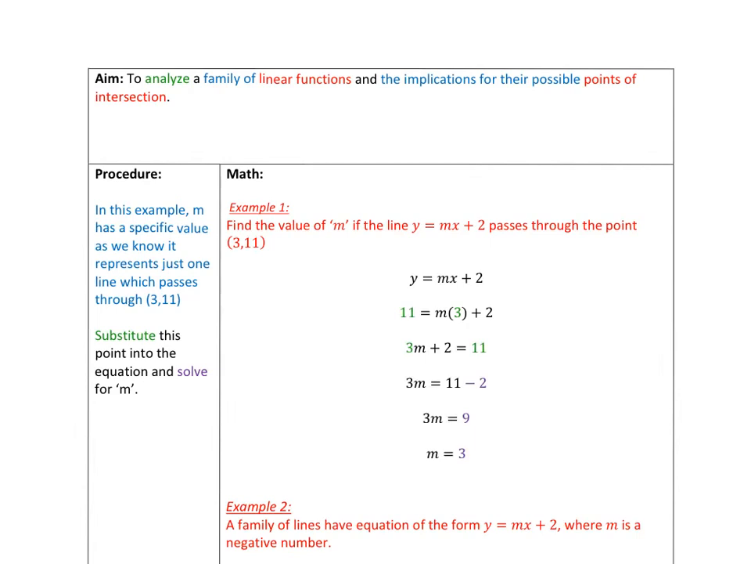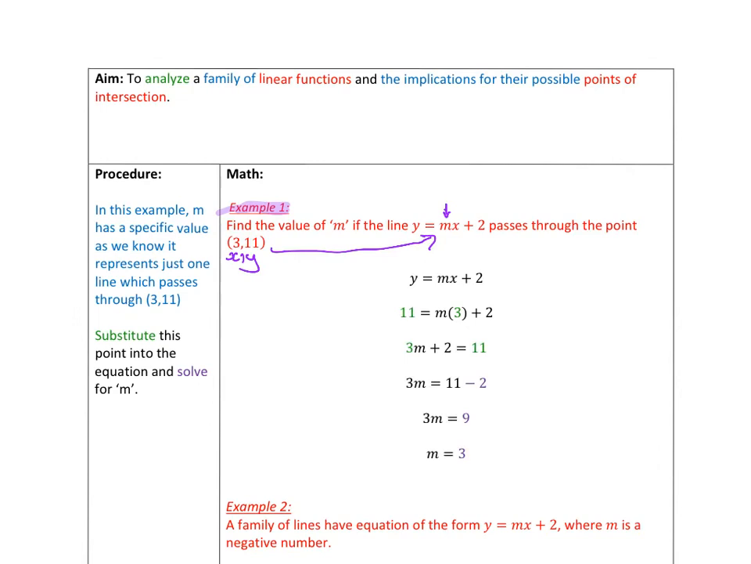So if you have a look at this example here, find the value of m if the line mx plus 2 passes through this point. When I give you a point, if you write x and y underneath straight away, it should trigger you. If you know two values there, we can put this point into that, can't we? And the only thing we don't know is m.